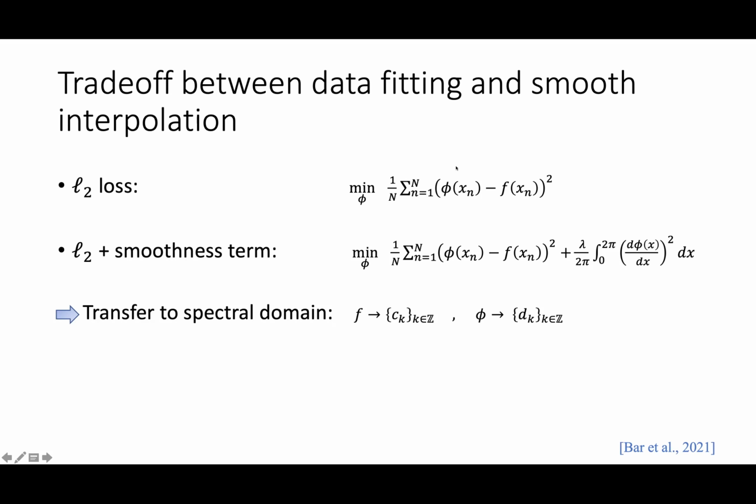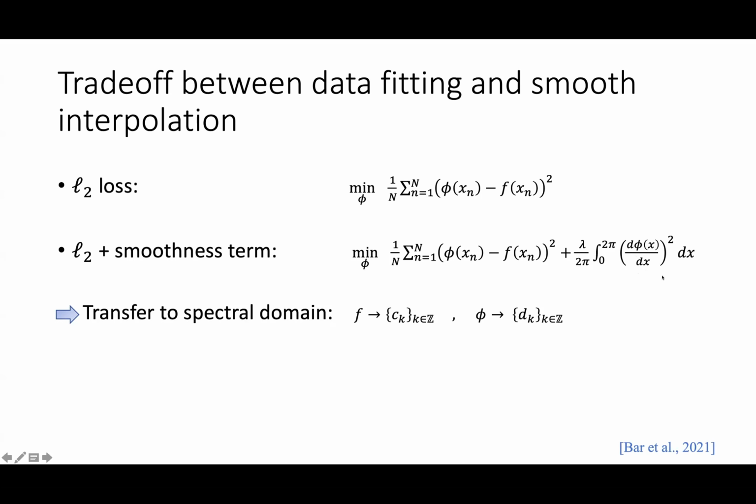So we look at the network and we try to optimize the distance between the samples that we have, xn, of the network. In the unimodal case, this is just coordinate sampling. And we have the network phi, and then we have the function f that we're trying to approximate. So we are minimizing this distance. If we have a smoothness term, like penalizing the squared derivative of the network with an integral, then basically we're penalizing the network to be smooth.